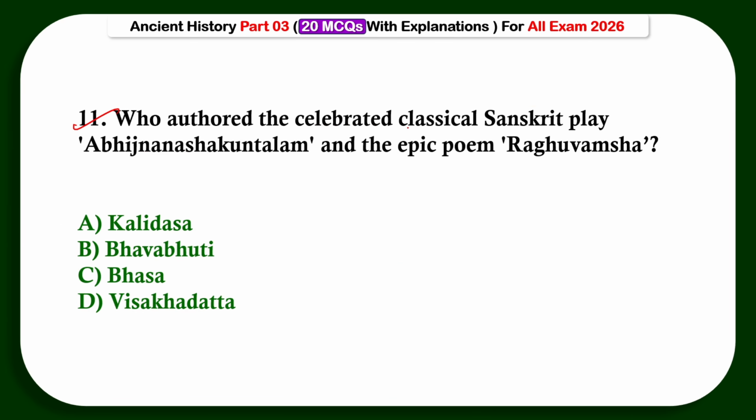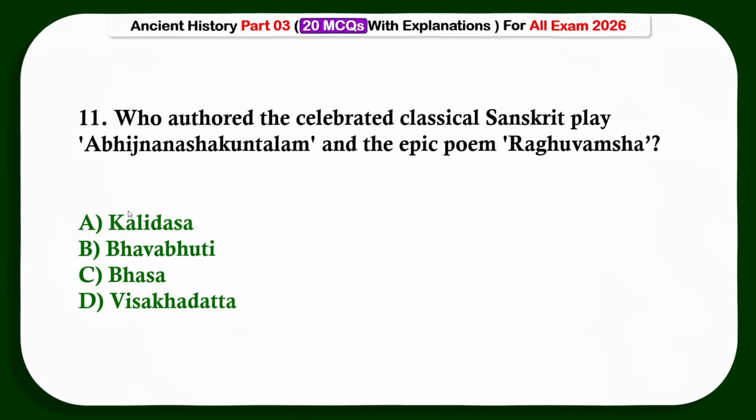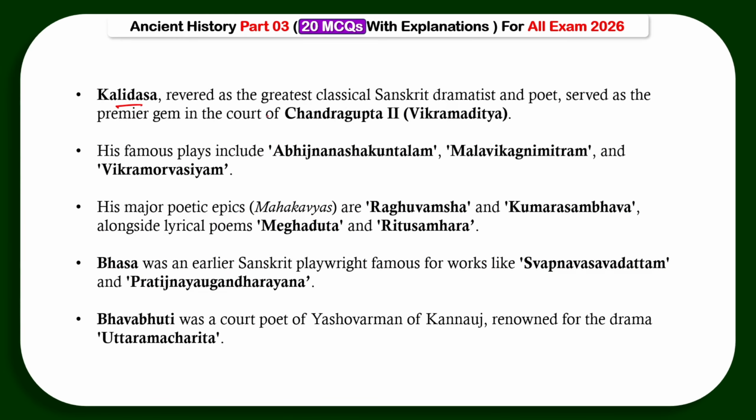Question 11. Who authored the celebrated classical Sanskrit play Abhijnana Shakuntalam and the epic poem Raghuvamsham? Option A, Kalidas. Kalidas, revered as the greatest classical Sanskrit dramatist and poet, served as the premier gem in the court of Chandragupta II. His famous plays include Abhijnana Shakuntalam, Malavikagnimitram, and Vikramorvashiyam. His major poetic epics, Mahakavyas, are Raghuvamsham and Kumarasambhavam, alongside lyrical poems Meghaduta and Ritusamhara.